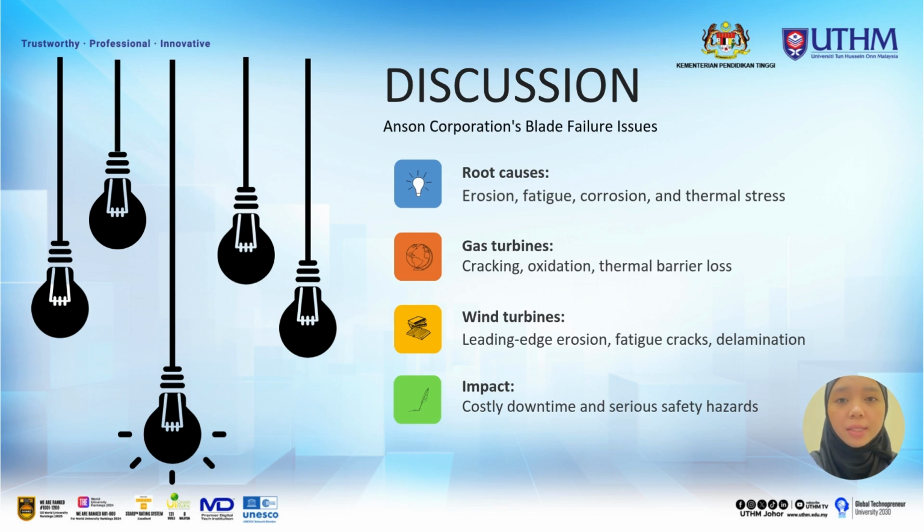So let me start by summarizing the core problem Anson Corporation is facing. Their gas and wind turbine blades are failing due to four major factors: physical erosion, fatigue from repeated stress, environmental corrosion, and thermal stress. For example, gas turbine blades are cracking and suffering from heat-induced coating failures, especially in high-temperature zones.